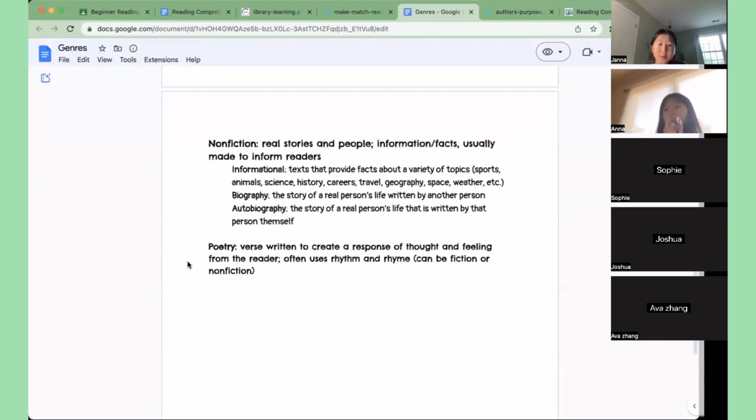And then next is poetry. A lot of you said that you're doing this in school right now. So this is just verse written to create a response of thought and a feeling from the reader. It often uses rhythm and rhyme. This can be fiction or nonfiction, and nonfiction and fiction are usually written in paragraph form. Poetry is written differently, and we'll learn about this. It's written in stanzas.